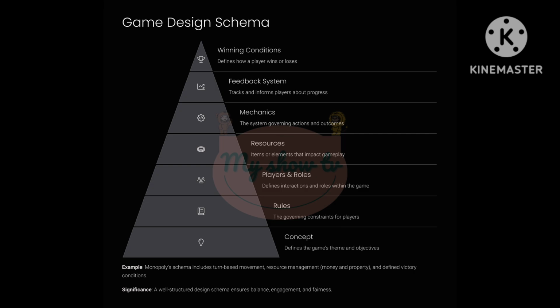6. Equilibrium and stability. When does the game reach stability where no player wants to change their strategy? 7. Uncertainty and information. Do players have complete information or only partial knowledge? Example, in chess, the objective is to checkmate the opponent. The players are two individuals, the rules define valid moves, and the strategies include offensive and defensive gameplay. Significance. A well-structured schema ensures balanced and engaging game dynamics, improving decision-making in real-world scenarios.